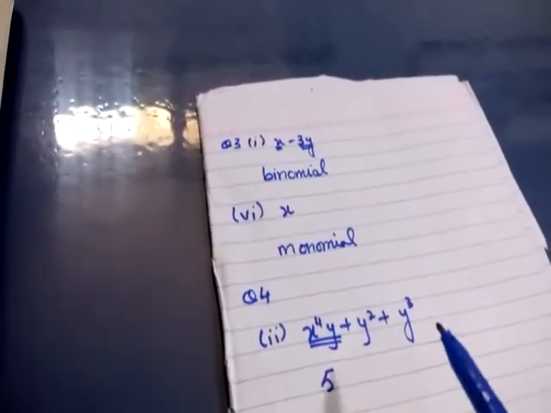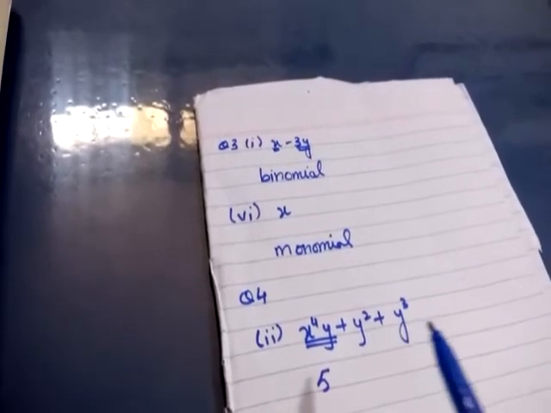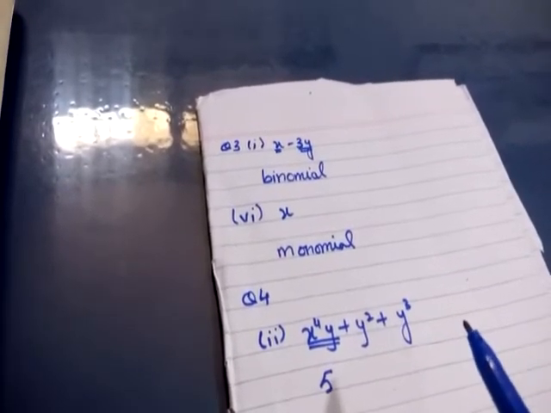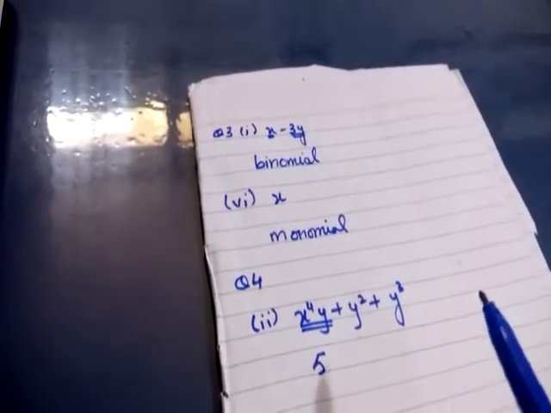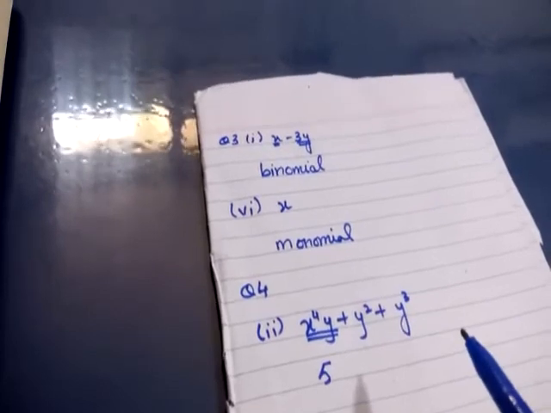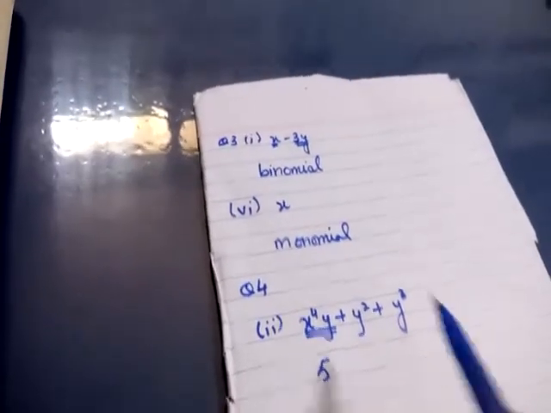And if we have only one variable throughout all the terms, then you will see which power of that variable is greatest. The greatest power is actually the degree of that polynomial.